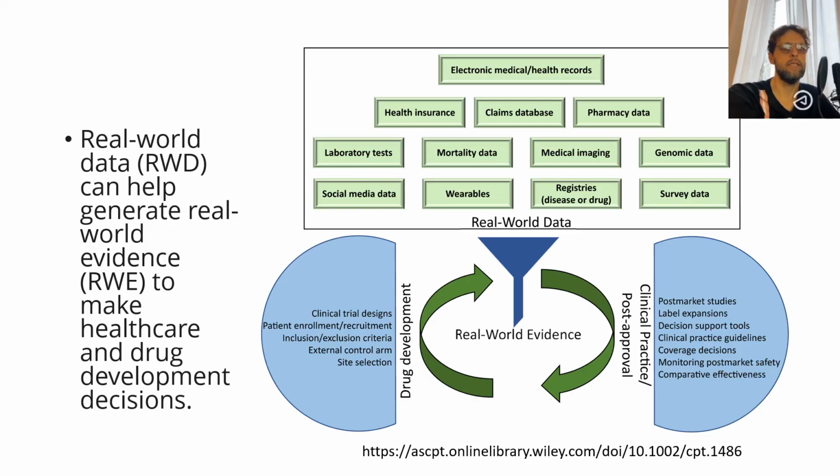For example, in drug development, it could be used for clinical trial design, so we understand how a similar drug works in a certain medical practice, and we can use this knowledge to design new studies for new similar drugs, for example, or somehow to modify our existing trial designs. We can use this data for patient enrollment and recruitment.